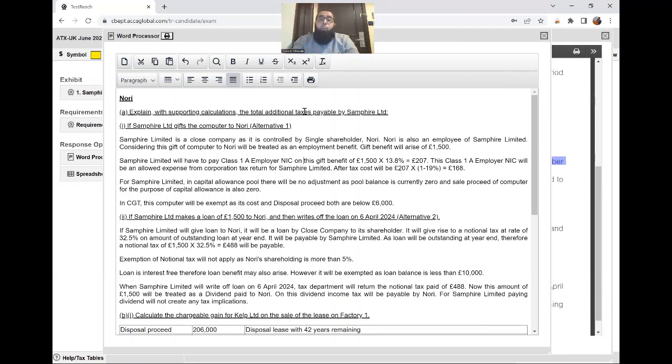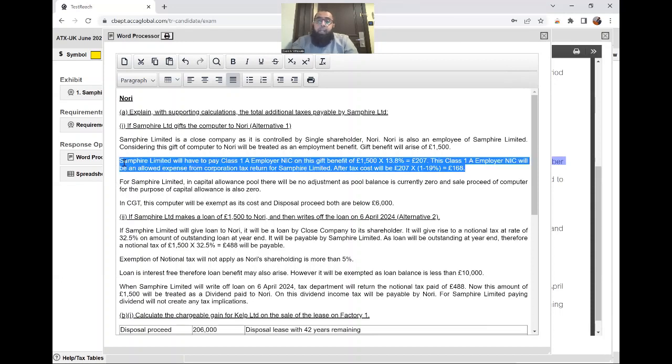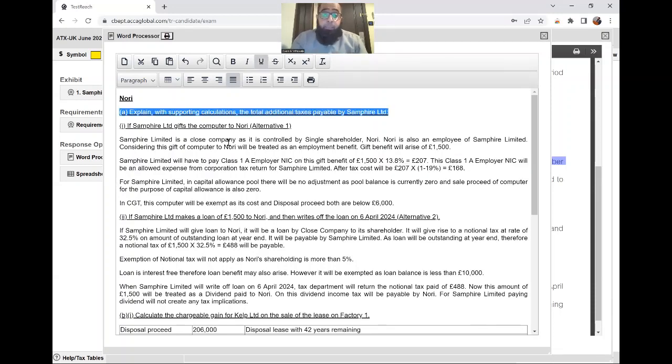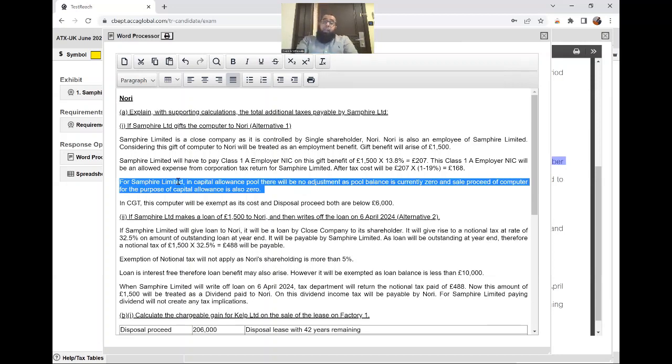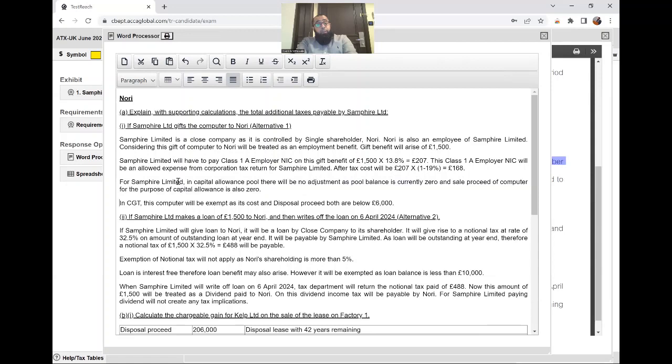Then there was class 1A employer NIC, payable by Semfire Limited because on gift benefit it becomes payable. Then we discussed the allowed expense issue, because whatever expense we incur on behalf of our employee becomes an allowed expense. Then the after tax cost, because he asked us the total additional taxes. In capital allowance, there will be no implication because the pool balance is 0 and the disposal proceed is also 0. Then in CGT, it is exempt.